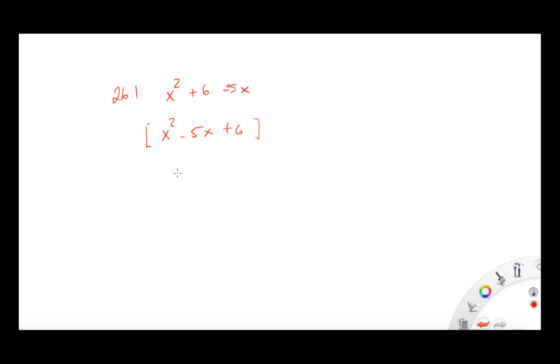Now we know that the x squared and the x here are both possible, so instead of having only one parentheses, we're going to have two. And when you have an x squared, you will always start with x and x inside the parentheses, because x times x will eventually give you the x squared, which is represented up here. So we know that that's the case.